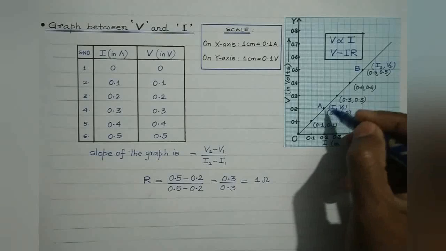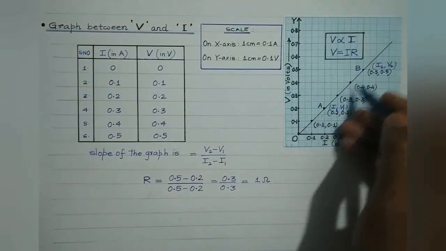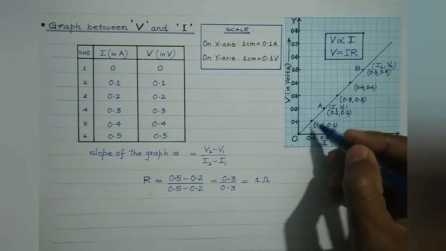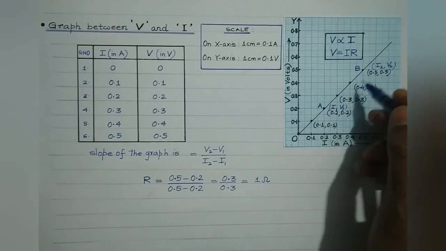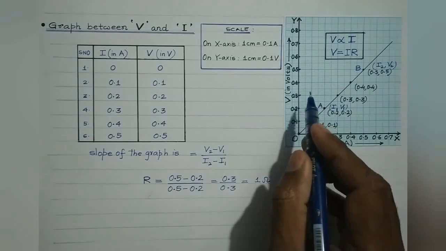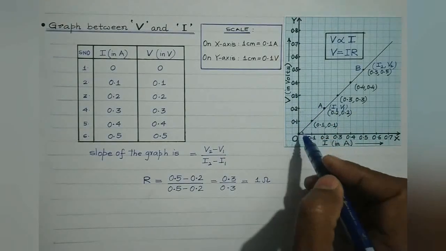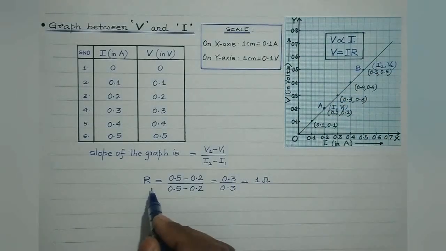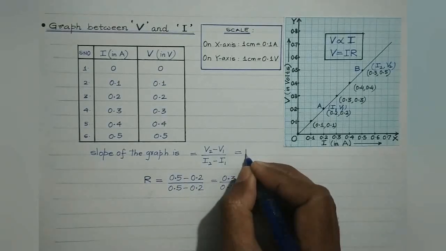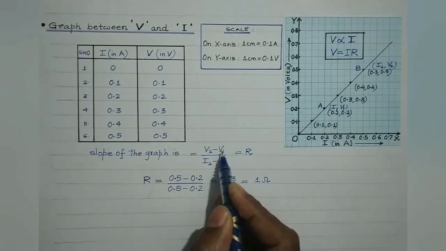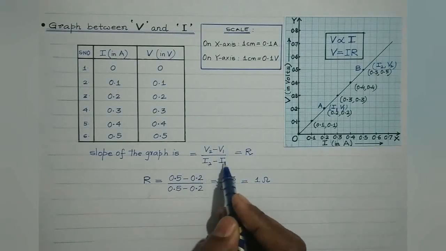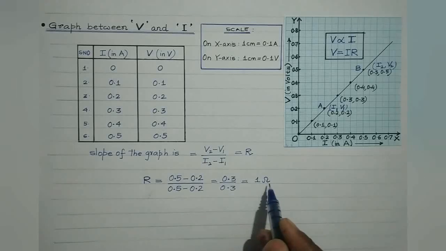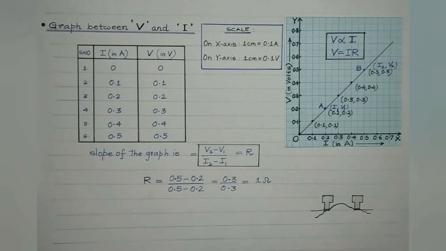You can consider any 2 points. The slope of a straight line is always constant. So it is immaterial whether you consider these 2 points or these 2 points or these 2 points. You will get the same value of the slope. So the slope of the graph, in case you represent voltage along the y-axis and current along the x-axis, will give us resistance. And obviously voltage V is measured in volts, the current is measured in ampere, then the resistance would be in ohm.